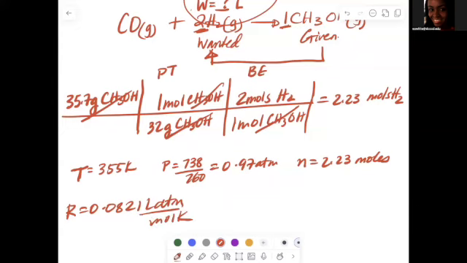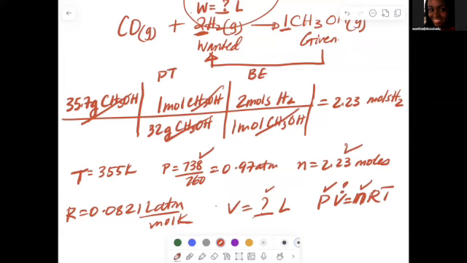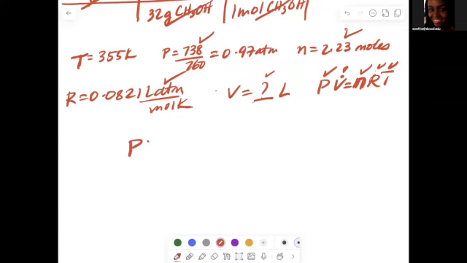How do I know I need R? And remember, we're solving for volume. That's what we're solving for, to get liters. Because if you do an inventory of PV equal to nRT, you see we have the pressure right here. We're looking for the volume. We have the number of moles. Now I have R, and then I have T. So let me rearrange PV equal nRT, V equal nRT over P.